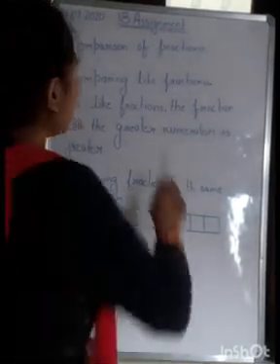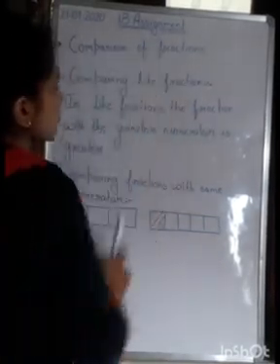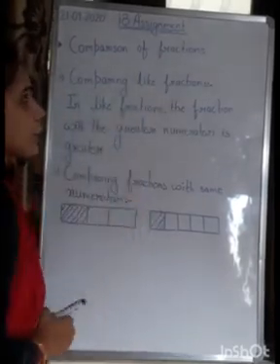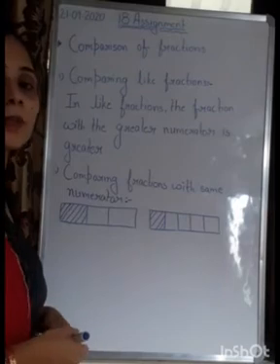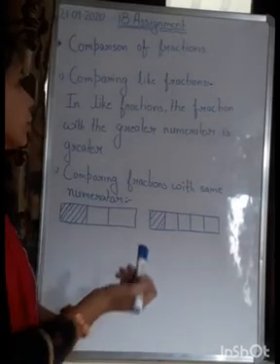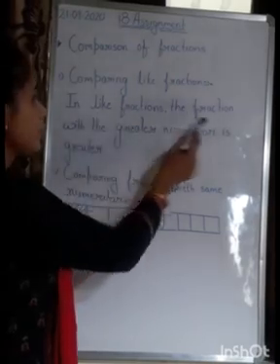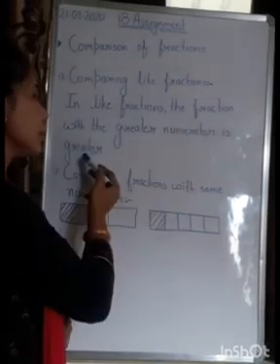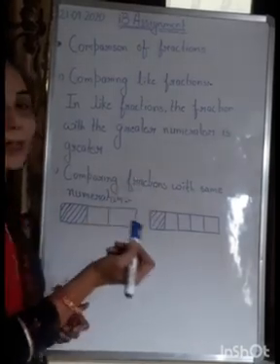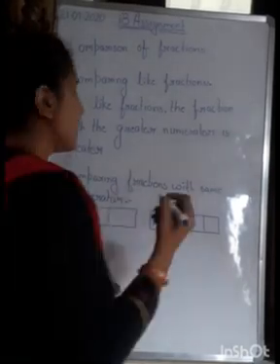Next we are having comparison of fractions. Now first we have to learn comparing of like fractions. So we all know what are like fractions? If the denominators are the same, then the fractions are said to be like fractions. So in like fractions, the fraction with the greater numerator is greater. In like fractions, what happened? The fraction with the greater numerator is always greater. So let us take an example.